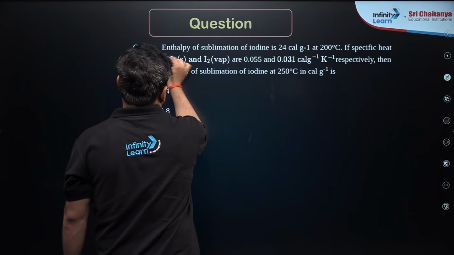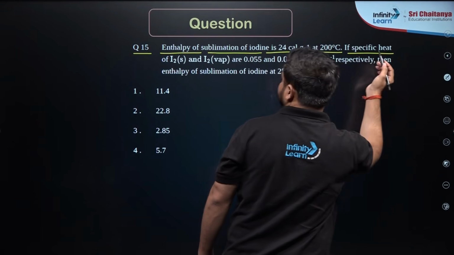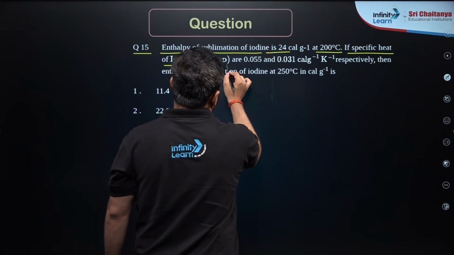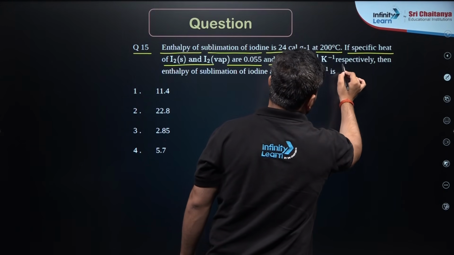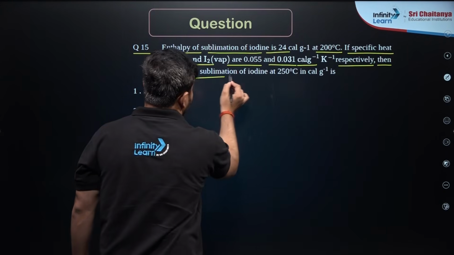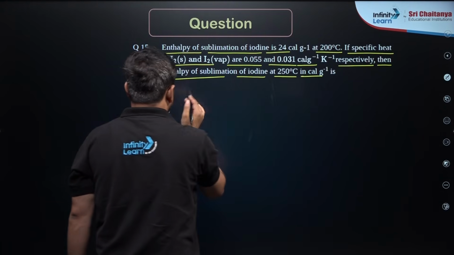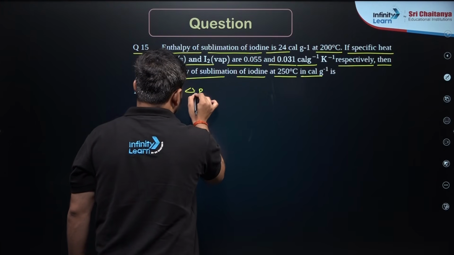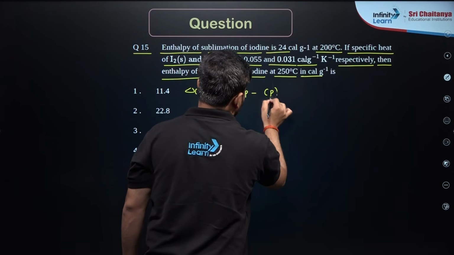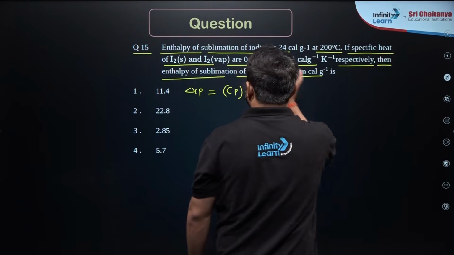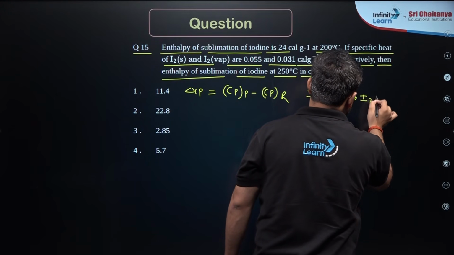In question number 15, the enthalpy of sublimation of iodine is 24 calorie per gram at 200 degrees Celsius. If the specific heats of iodine solid and I2 vapor are 0.055 and 0.031 calorie per gram per Kelvin respectively, then you need to calculate the enthalpy of sublimation of iodine at 250 degrees Celsius in calorie per gram. So we are going to calculate the delta Cp, which is Cp of the product minus Cp of the reactant. I2 solid is going to convert into iodine vapor.